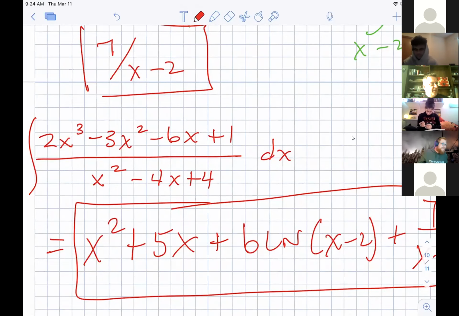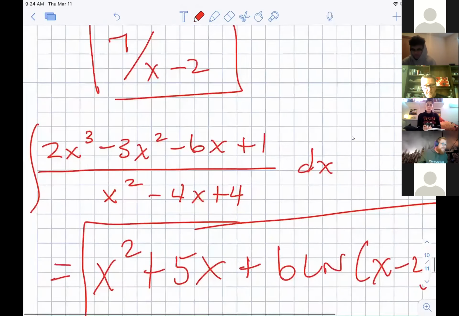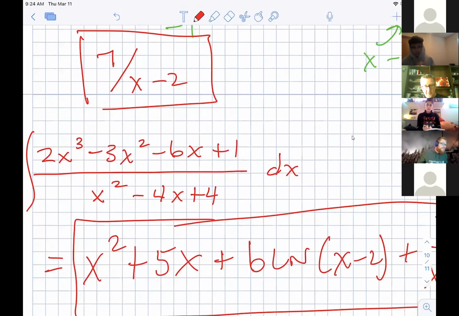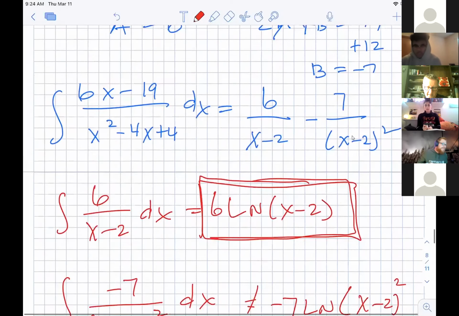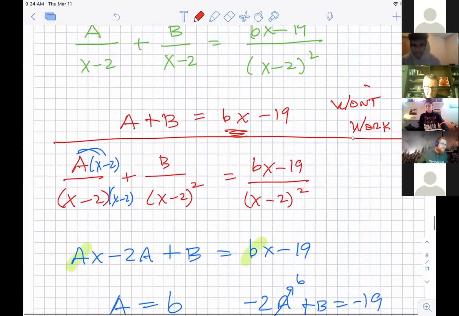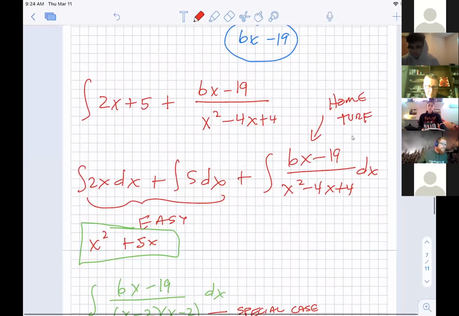But the point is if your power on the top is 3 and your power on the bottom is 2, you've got to do some division and get it down to something simpler. And if you pull that off, the whole numbers that come out of that are super easy. So the whole numbers that we got out of this, when we divided it, were 2x plus 5. Well, those are easy integrals. There's no fractions involved. The integral of 2x is x squared. The integral of 5 is 5x.